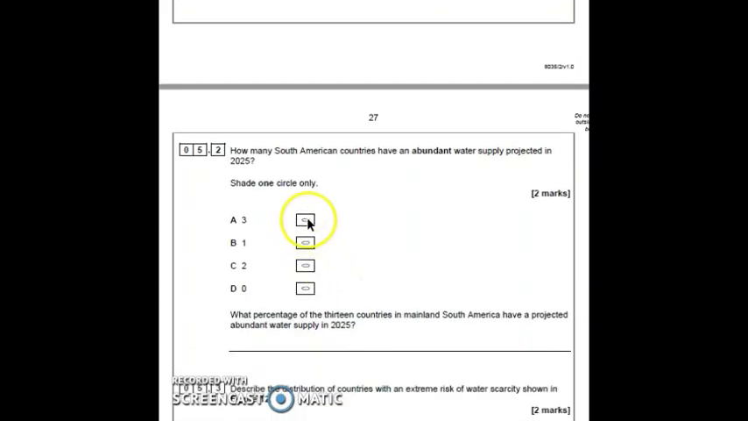And then the second part of the question, what percentage of the 13 countries in mainland South America have a projected abundant water supply? So we know it's 3, so you just got to do the simple calculation of 13 divided by 3. And remember, you can have your calculator for each of the geography papers, and your answer should come out to 23.07%.